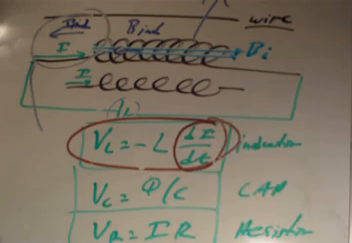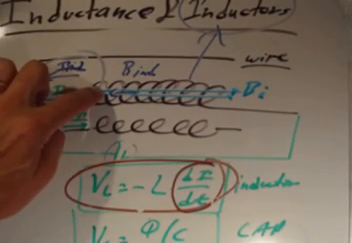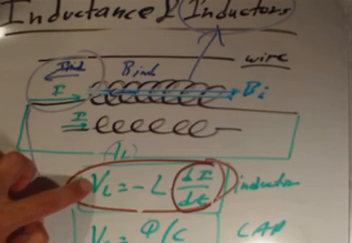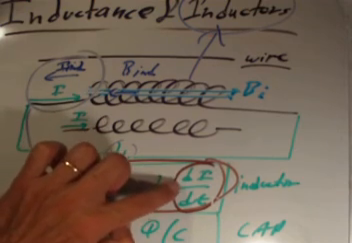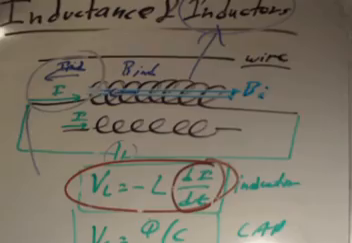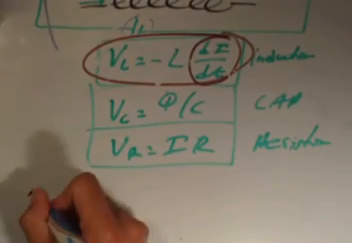If this is very large, like you're trying to go from zero to maximum in a very short time, maybe a switch closure, you can get a very large induced voltage across the inductor. But if you're able to even out the di dt or make it a little bit smaller, you get a smaller voltage. And so that's really where inductors are used.